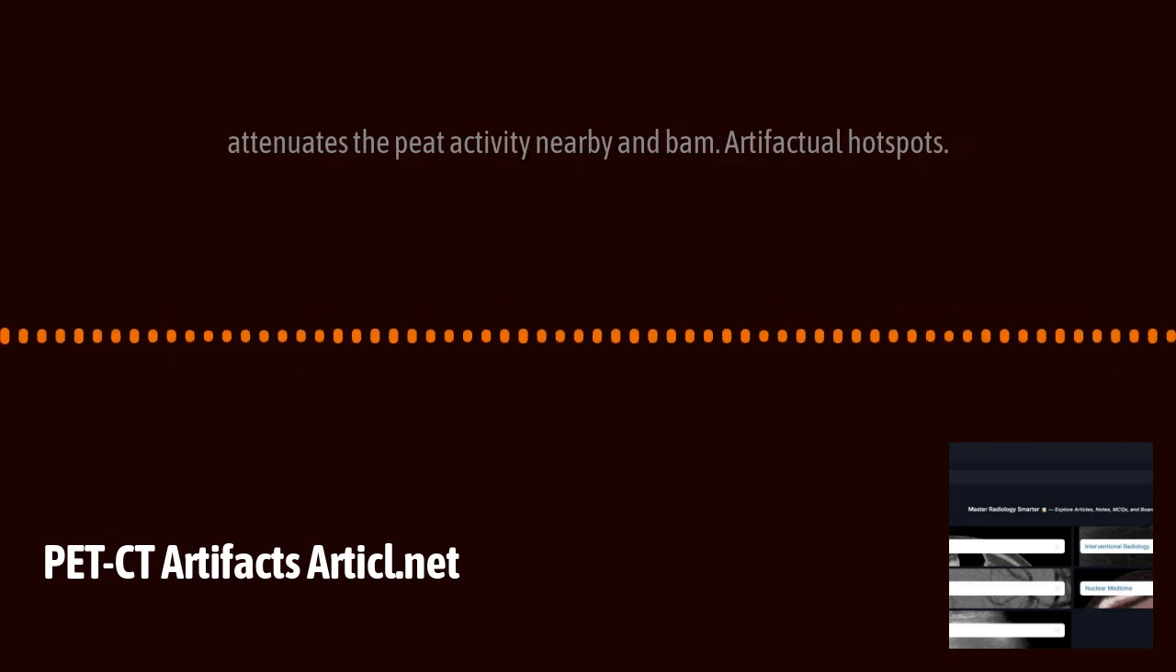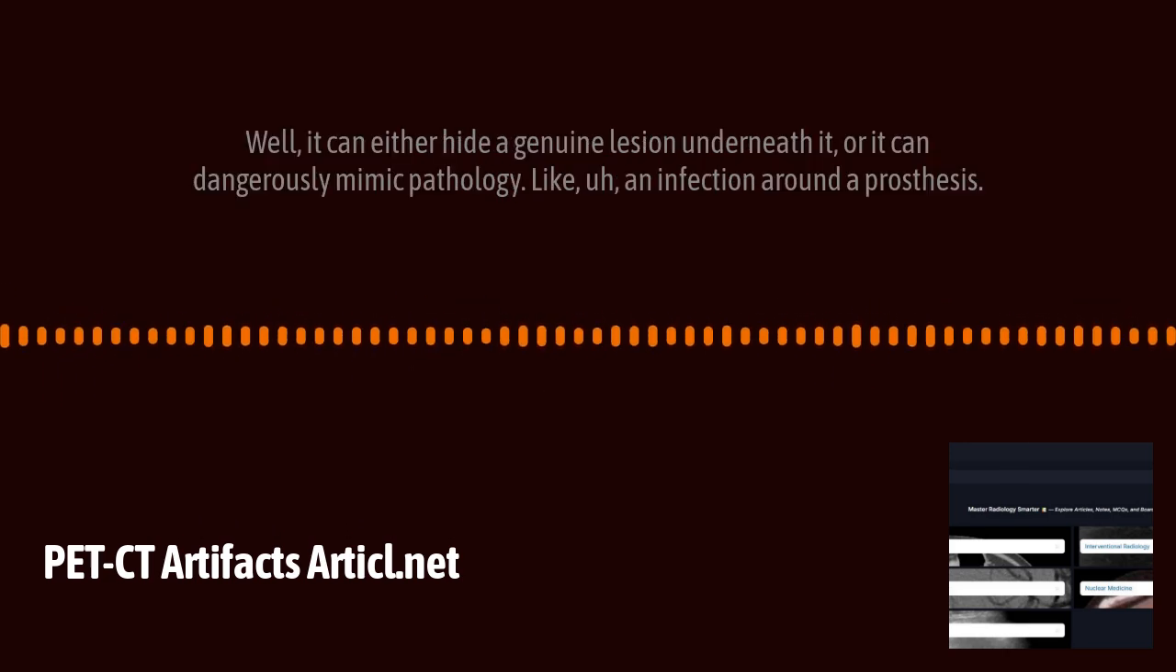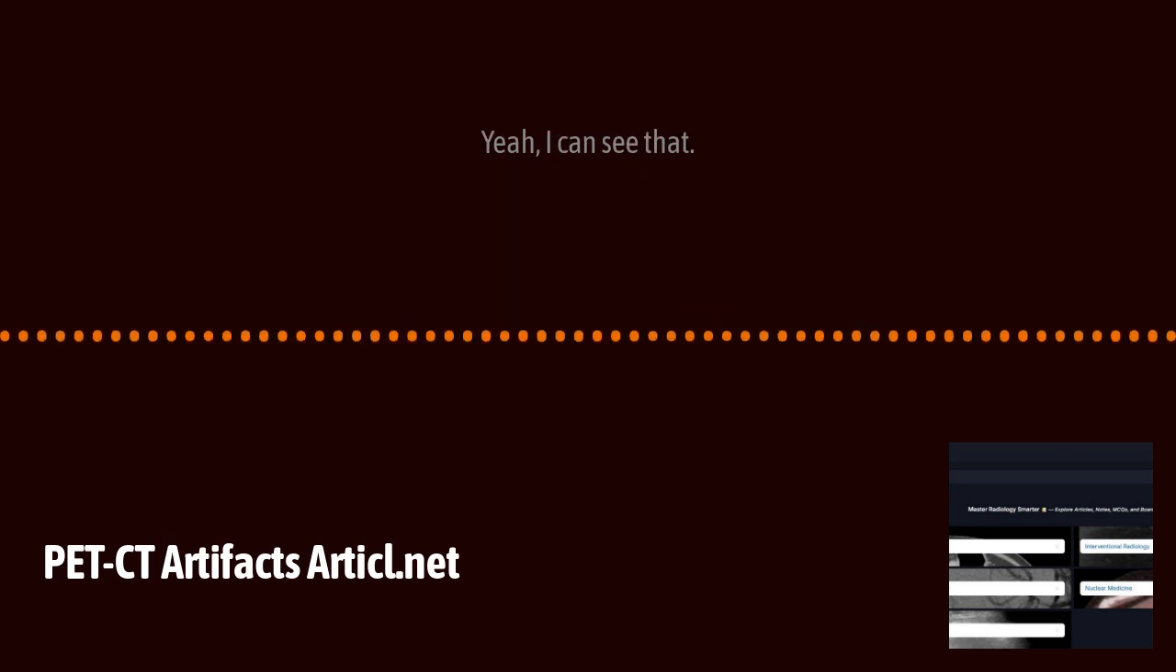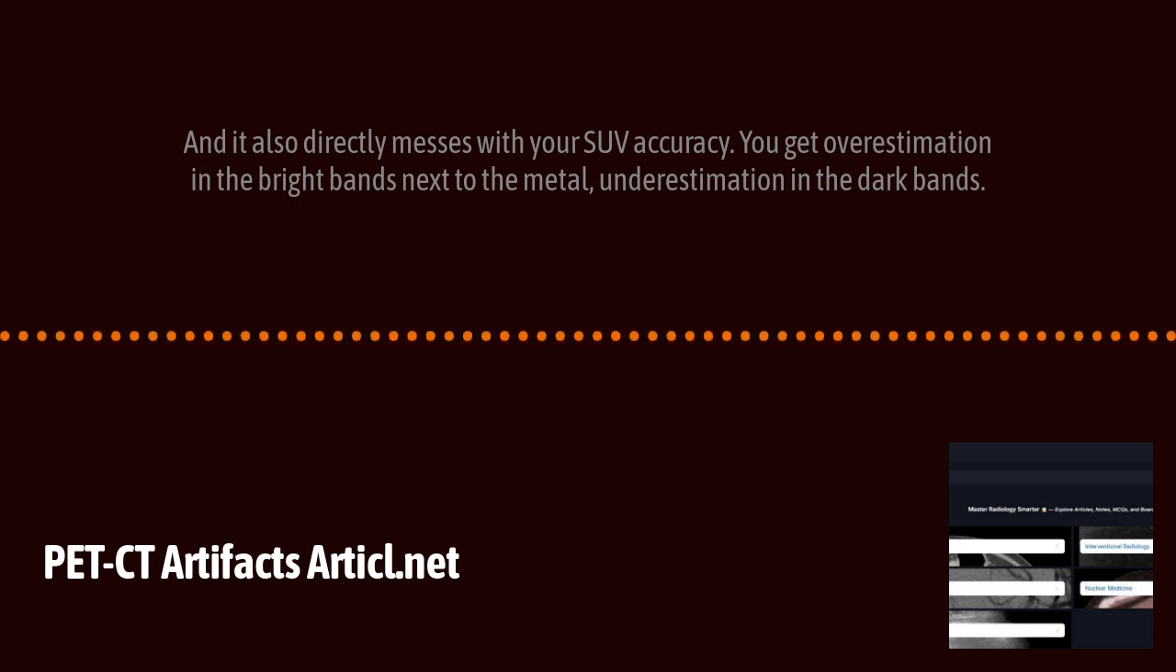And bam, artifactual hotspots. And the danger there is? Well, it can either hide a genuine lesion underneath it, or it can dangerously mimic pathology, like an infection around a prosthesis. Yeah, I can see that. And it also directly messes with your SUV accuracy. You get overestimation in the bright bands next to the metal, underestimation in the dark bands.